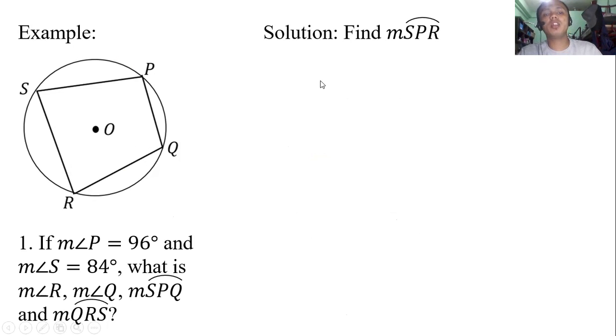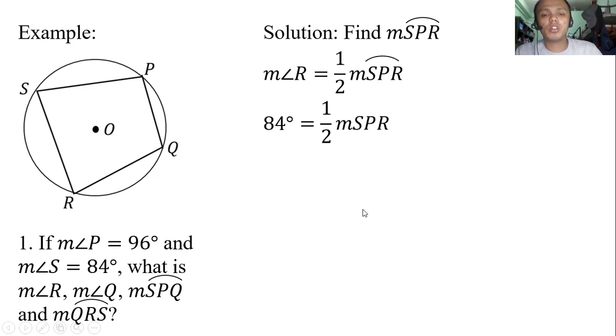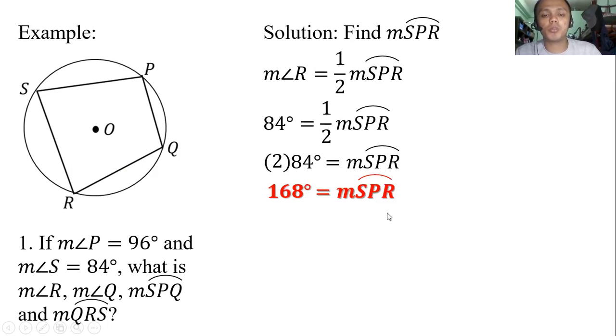Now, by applying the inscribed angle theorem, we have measure of angle R is equal to 1/2 of measure of arc SPR. Now, your R here is equal to 84, no? 84 degrees. Then multiply it by 2. So 2 times 84, that would be equal to 168 degrees for your measure of arc SPR.